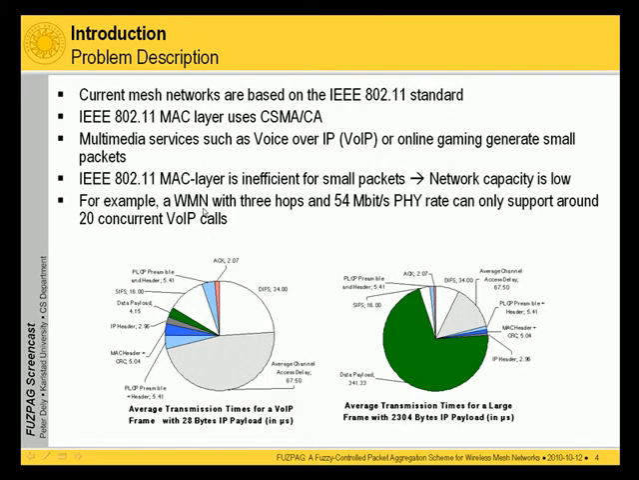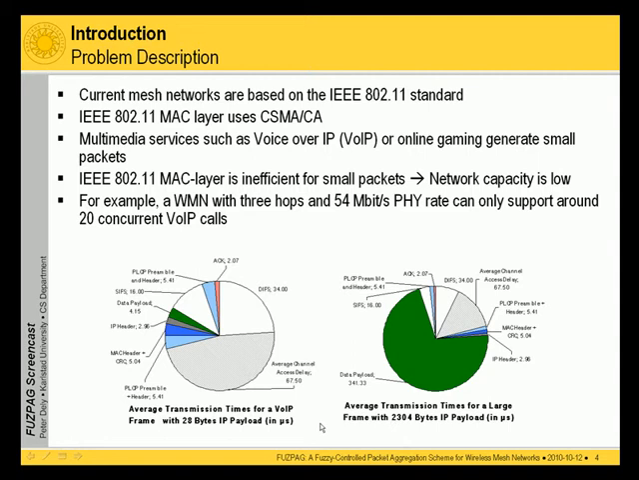Most of today's wireless mesh networks are based on the IEEE 802.11 standard. IEEE 802.11 uses CSMA/CA as a MAC layer. When transmitting small packets, which can be found in multimedia applications such as voice over IP or online gaming, the overhead is high. Consider the example in the two pictures here.